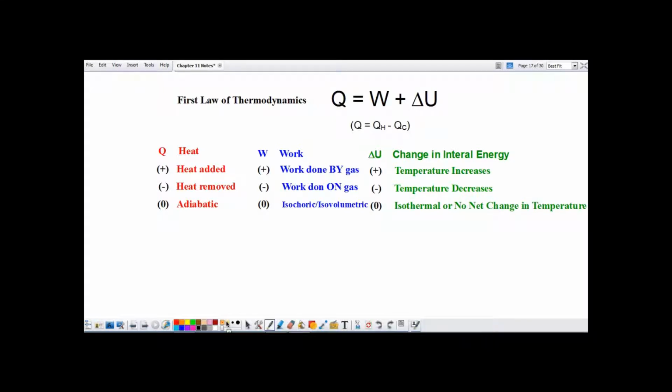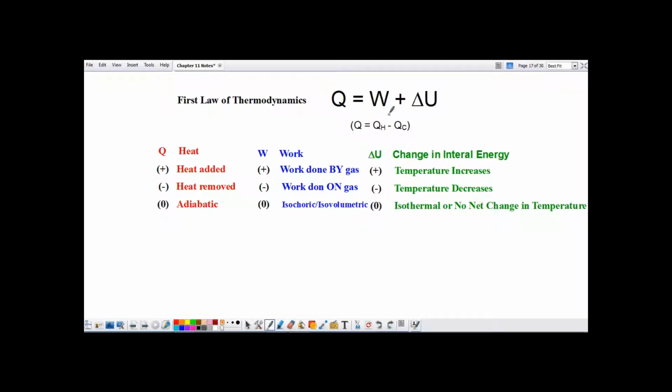All right, the first law of thermodynamics can be expressed as the equation Q = W + ΔU, where Q is the heat. So the net amount of heat is equal to the work plus the change in internal energy. What we're going to do is look at when these values are positive, negative, or zero, so that we know what to substitute in.